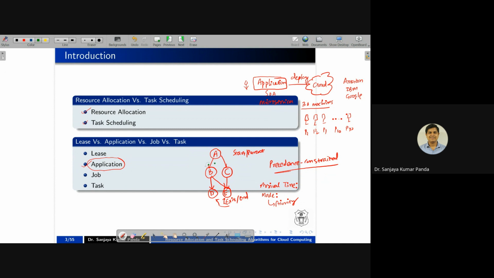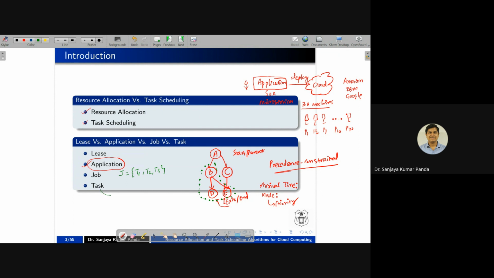B is a task, D is another task, E is another task. So B, D, E together, I can call it a job. Generally, we take a set of tasks under a particular job. For example, I can say job J is equal to task T1, task T2, and task T3. So a job contains a set of tasks, and a task is the smallest unit of a particular job.